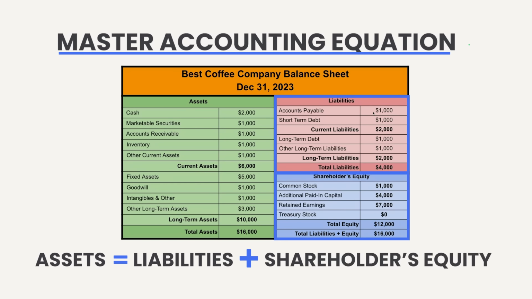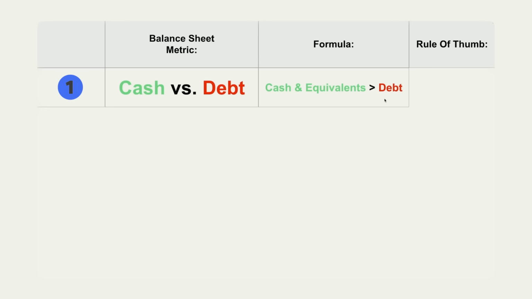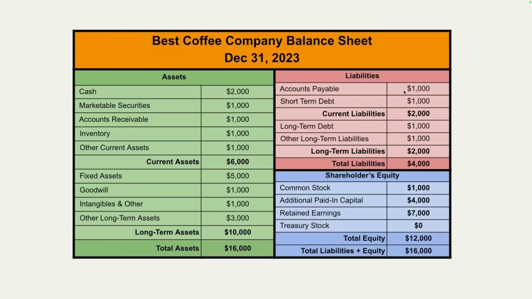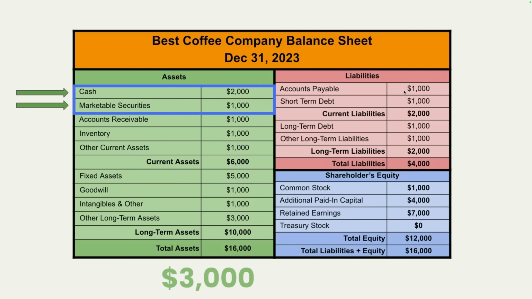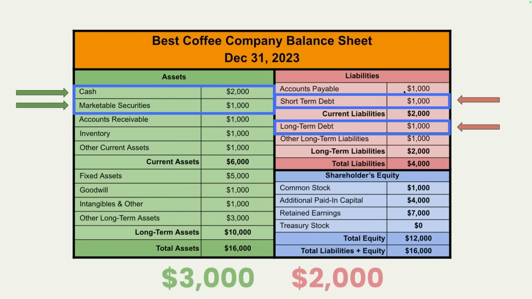Now, when it comes to analyzing a balance sheet, Buffett has 5 main rules of thumb that he looks for. Rule of thumb number 1 relates to the company's cash balance versus its debt. The formula here is quite simple. You just take the company's cash and cash equivalents and compare them to the company's debt. His rule of thumb is that a company has more cash than debt. So when looking at a balance sheet here, we would take the company's cash and marketable securities, which is $3,000, compare them to the company's debt, which is $2,000. In this case, this company has more cash than debt, which would pass his rule.